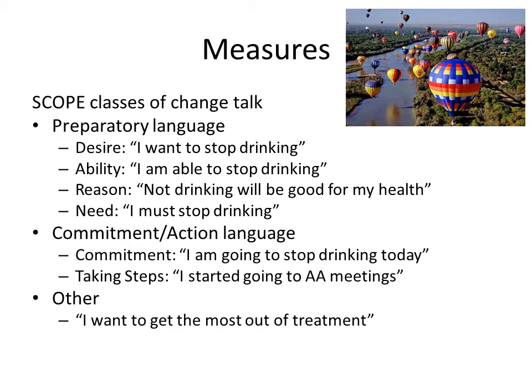The SCOPE has several broad classes for classifying change talk, and that fits into preparatory, commitment, action language, or other change talk. Preparatory language has subscales such as desire language, which would be something like, "I want to stop drinking." Ability language, which would be something like, "I'm able to stop drinking." Reason language, such as, "Not drinking will be good for my health." Or need language, such as, "I must stop drinking."